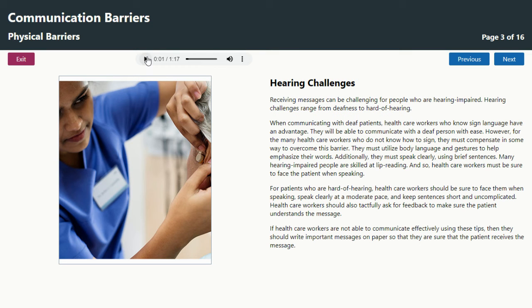Hearing challenges. Receiving messages can be challenging for people who are hearing impaired. Hearing challenges range from deafness to hard of hearing. When communicating with deaf patients, healthcare workers who know sign language have an advantage. They will be able to communicate with a deaf person with ease.